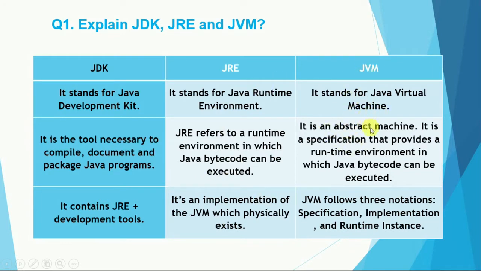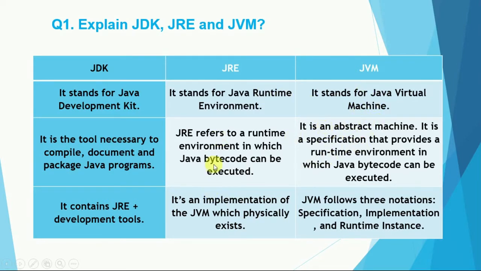The JVM is an abstract machine, a hidden implementation machine. It is a specification that provides a runtime environment in which Java bytecode can be executed. Don't confuse JRE and JVM. The JRE contains the JVM, so we can say JRE is an implementation of the JVM. If we want to use the JVM, we need the JRE. JRE is an implementation of JVM which physically exists, and JVM does not physically exist. It is a virtual and abstract machine.